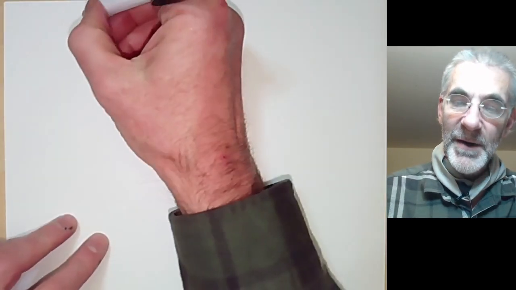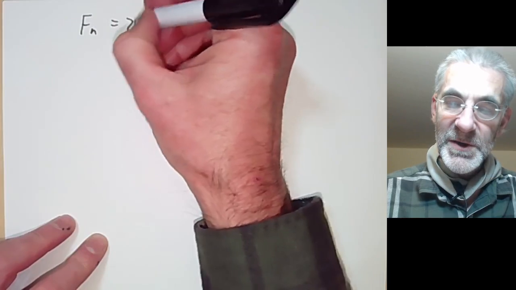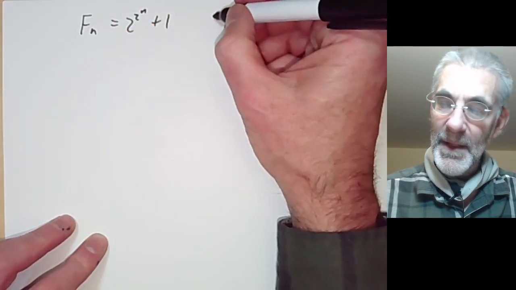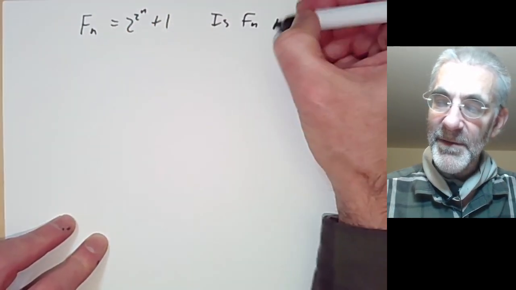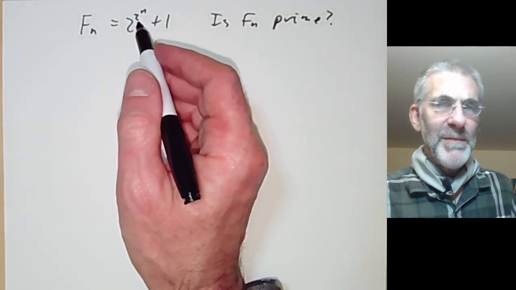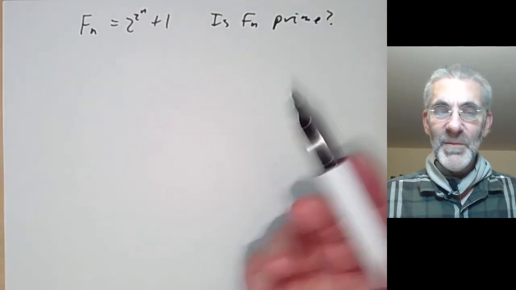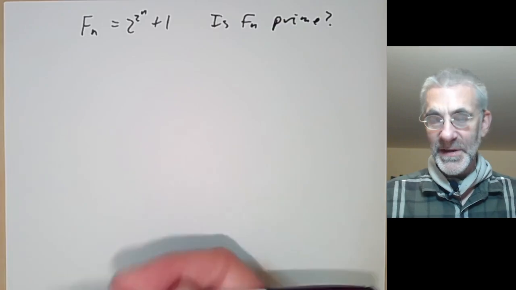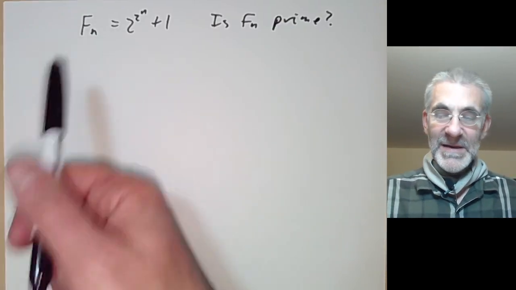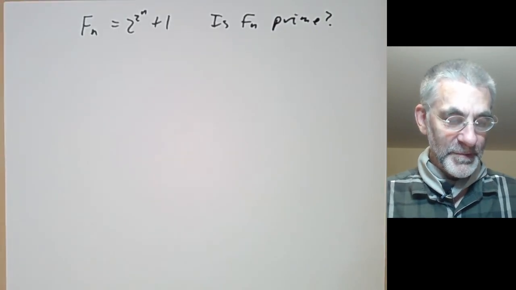As a final example, I'll just show how to use quadratic reciprocity to test Fermat numbers to see if they're prime. So you remember the Fermat number is F_n = 2^(2^n) + 1. And we want to know, is F_n prime? And n might be, you know, maybe around 20 or something, in which case this Fermat number will have somewhere of the order of a million digits. So there's absolutely no way you can check whether it's prime by trial and error.